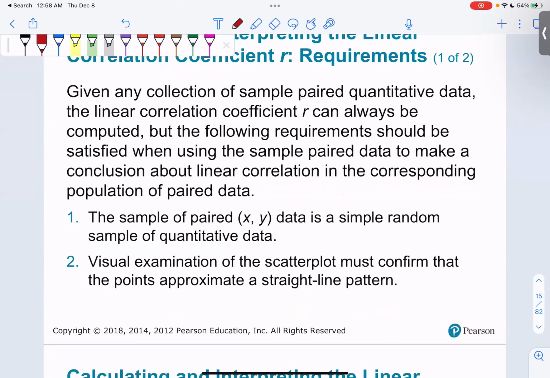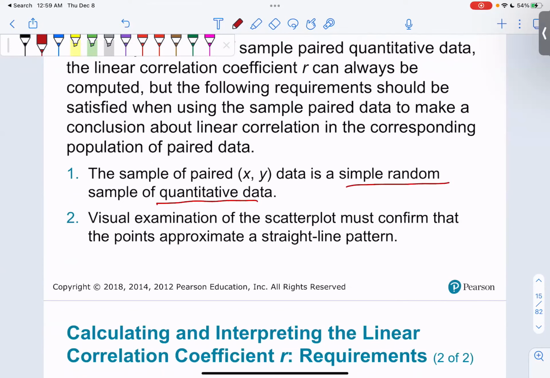So now to calculate the correlation, we must confirm 2 things. One, the sample of paired XY data is a simple random sample of quantitative data. So we must have numerical data, so the values of X and Y must be numerical. And how did we choose those values? At random, it must be at random.